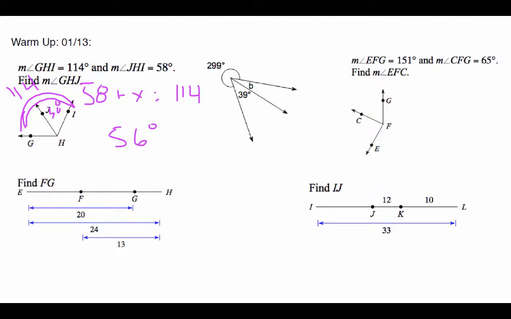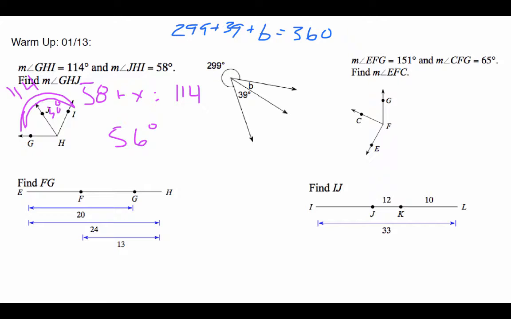The second one, there's a couple different options you can do. You can recognize that it is a whole circle, and a whole circle is 360 degrees. We haven't really talked about that yet, but we do know that we can take 360 degrees as a whole circle and make this one of those things that we can easily do. Here's what you can set this up as: 299 plus 39 plus b equals 360 to solve for b. It's one way to do it.